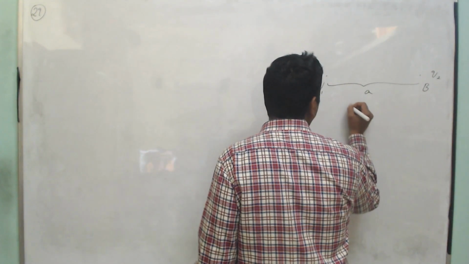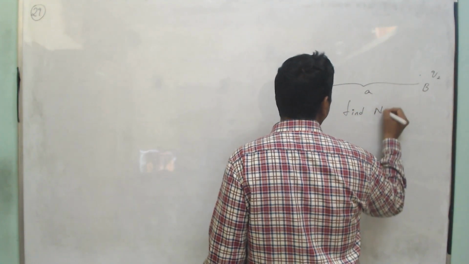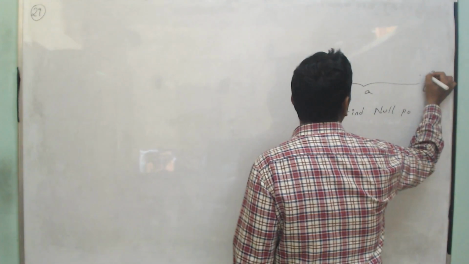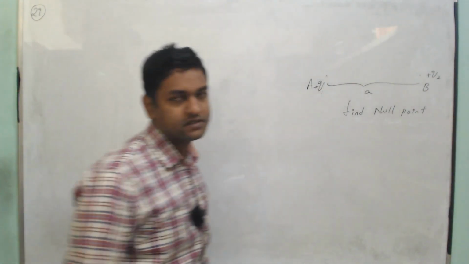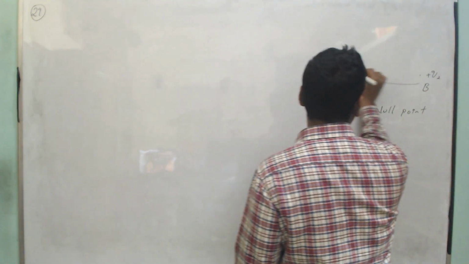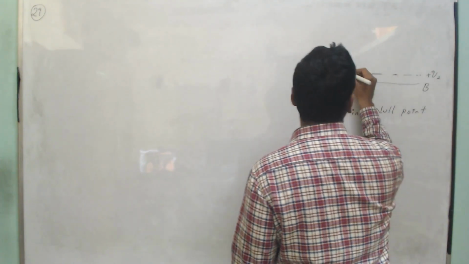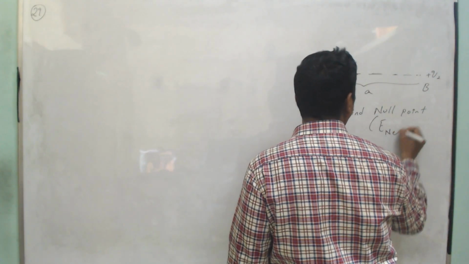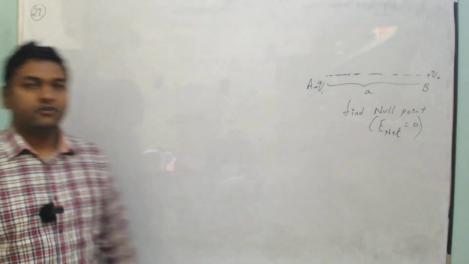First, I will find the null point. These two are positive charges. We have done this previously, right? Basically, the null point will be between the charges. The null point is nothing but the point where the net electric field should be equal to 0.